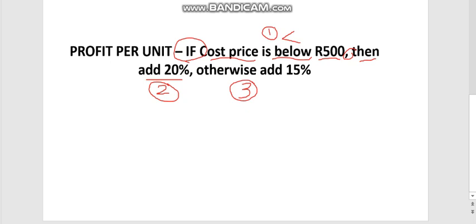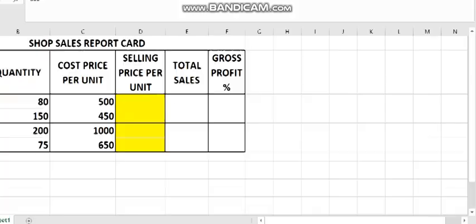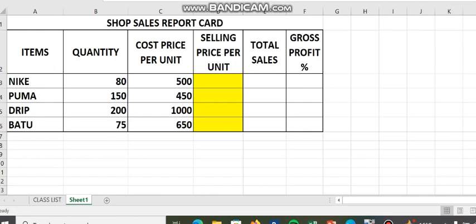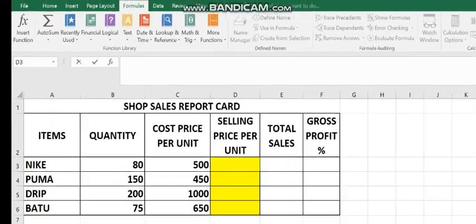So if the cost price is below 500, you put 20%. Otherwise, you add 15%. So it means you're going to add the 20% on top of the current cost price, so that the cost price becomes the selling price. So let us go to the spreadsheet. Now, this column must be the selling price. We must convert this amount into a selling price by adding either 20% or 15%. Now, let us use our if statement to answer the question. I'm going to increase my window so that when I click other things, you can see what I'm clicking on, like formulas. So we're going to start here.